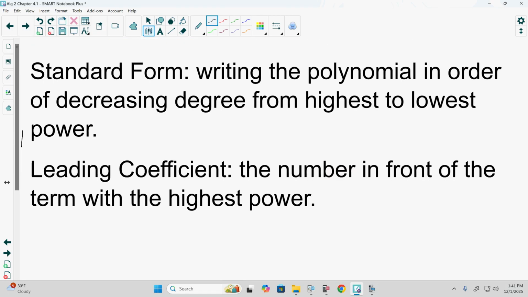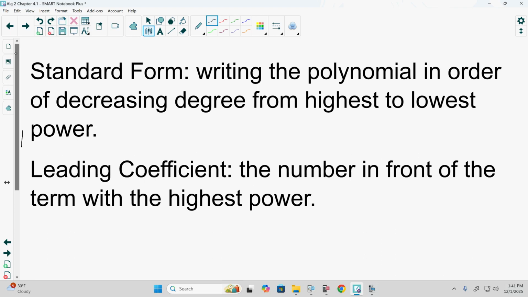Now, two big things with polynomials. One is standard form. Writing the polynomial in standard form is writing it in order of decreasing powers from left to right, with the biggest power going first and then decreasing all the way to our constant. And if it's not written in standard form, we need to write it in standard form, because a lot of stuff that we do, having it in standard form is going to be very helpful in solving and doing other stuff.